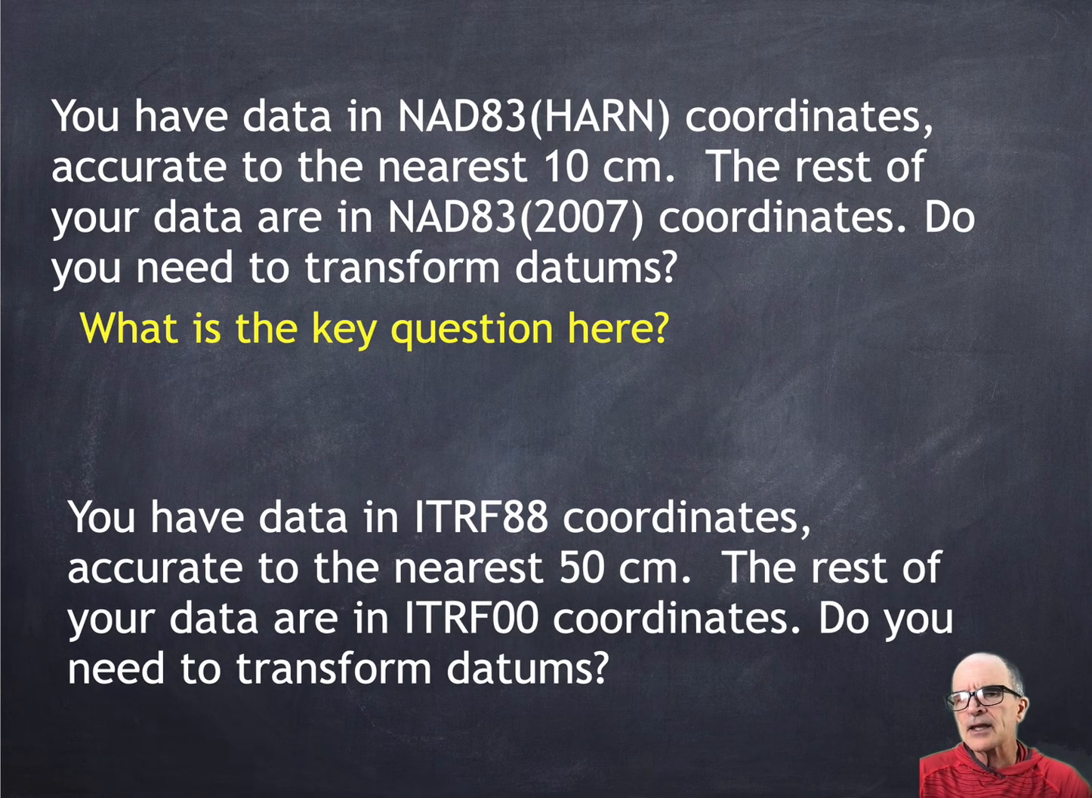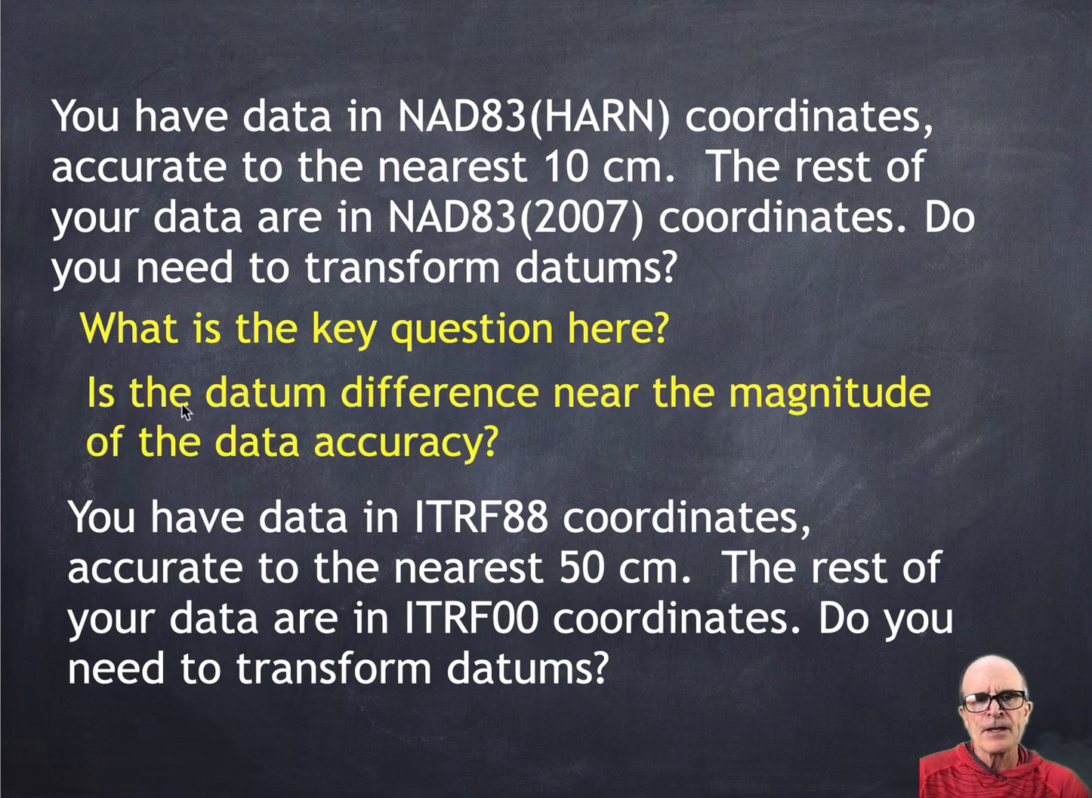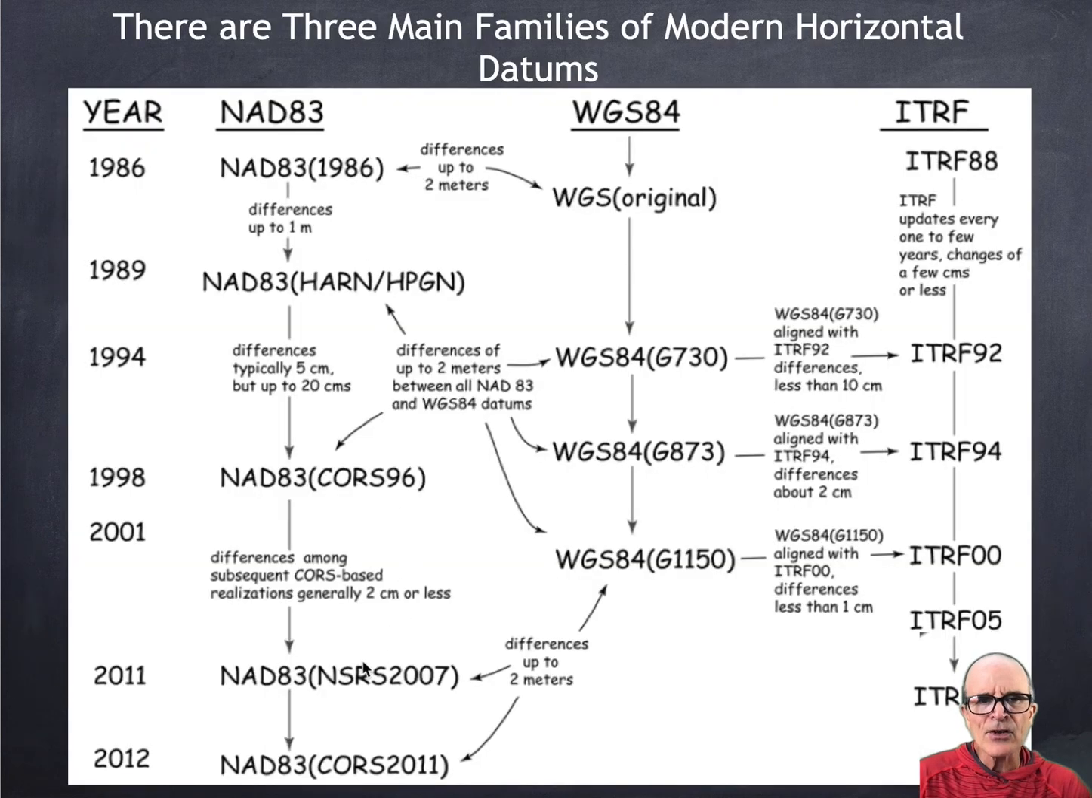You should have an inkling of the key question. The key question is, what is the difference in this datum untransformed? What's the error if I ignore this? And then is that much bigger than 10 centimeters, right? Is the datum difference near the magnitude of the data accuracy? I'm saying, look, the transformation from one datum to the next, how much of a cost do I pay by ignoring it? And that's here in this figure, right?